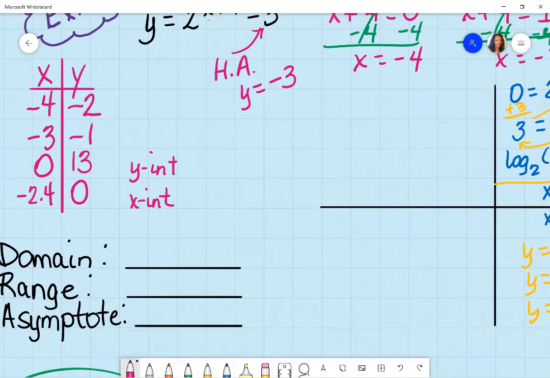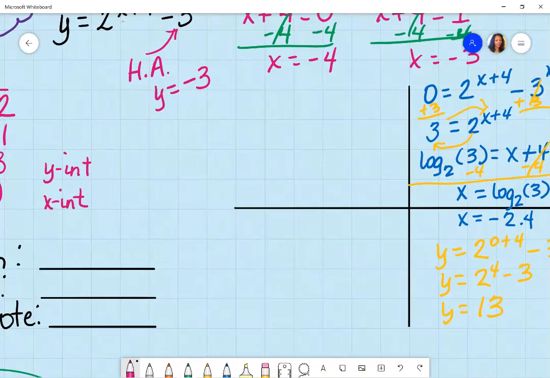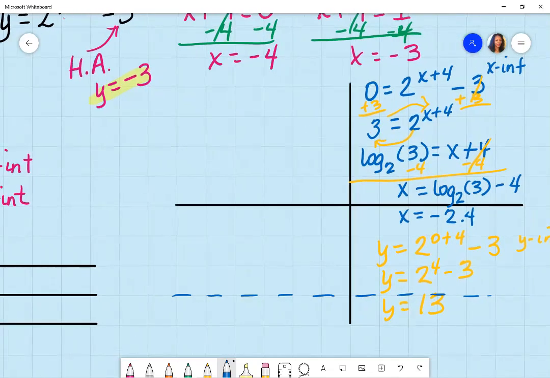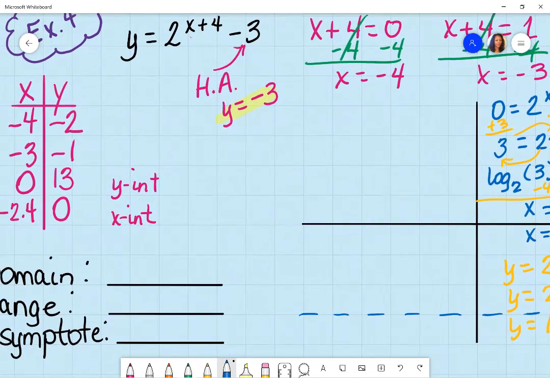That's enough information for me to go ahead and graph, so that's what I'm going to do. I am going to look at my horizontal asymptote, which is -3, and it says y. So where y is equal to -3, that's where I'm going to actually draw my horizontal asymptote. 1, 1, 2, 3, so that's about right here. And it's horizontal, which means it's left and right. And now I can use my other points in my table, which are -4 and -2. So 1, 2, 3, 4, 1, 2. There's a point here, -3, -1.